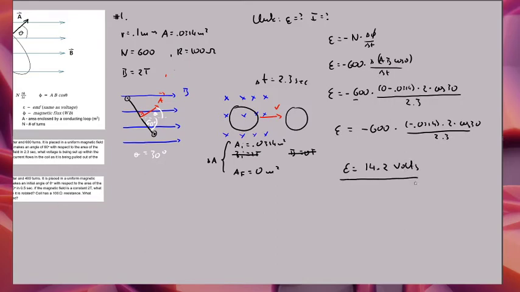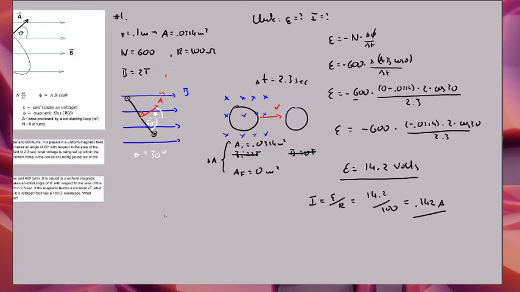What I get. And from here, it should be pretty easy to calculate the current. I equals EMF, or voltage, divided by the resistance R. And in this case, it would be 14.2 divided by 100. So that gives me 0.142 amps.